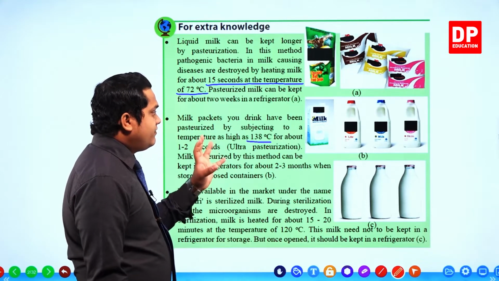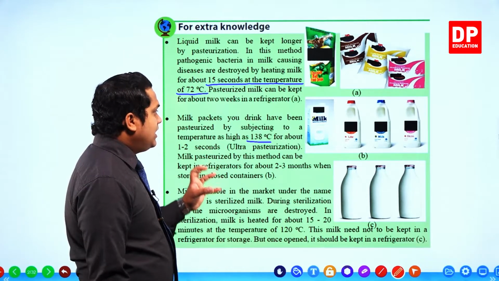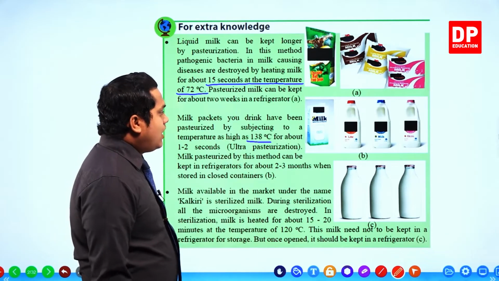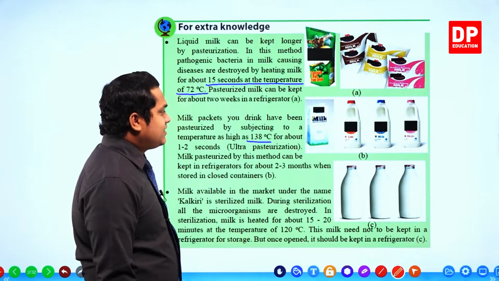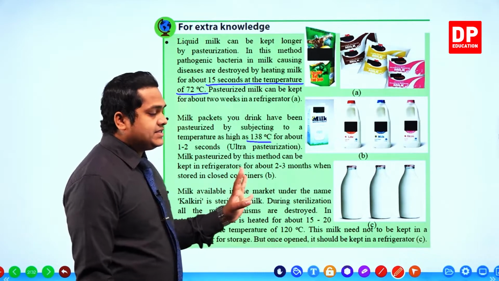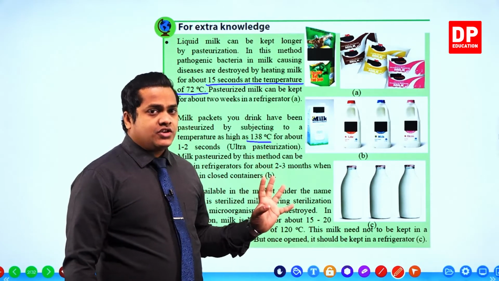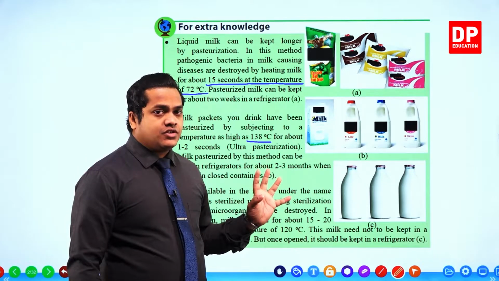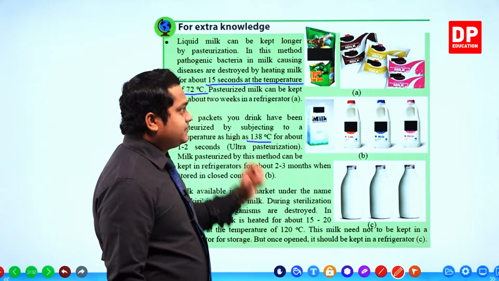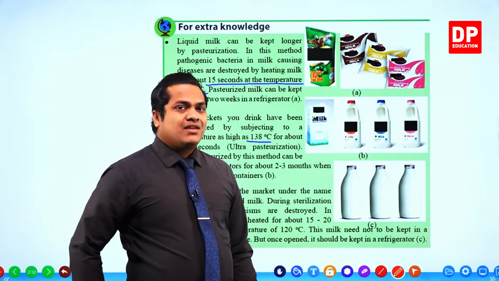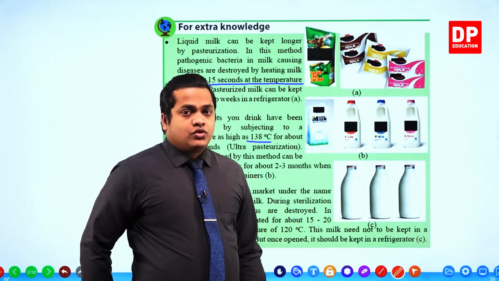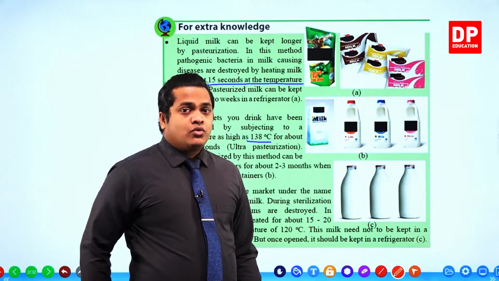In ultra pasteurization, my dear children, we heat these milk products at a temperature of 138 degrees Celsius for about 1 to 2 seconds. This is called ultra pasteurization. We mainly do this for milk packets, the packeted milk items that you drink. Those can be kept for about 2 to 3 months.